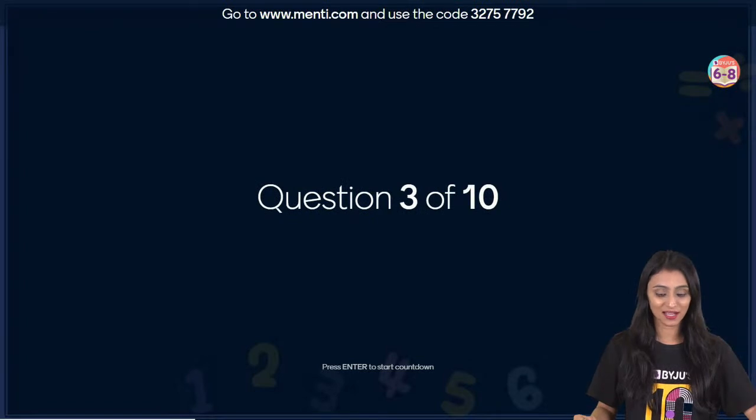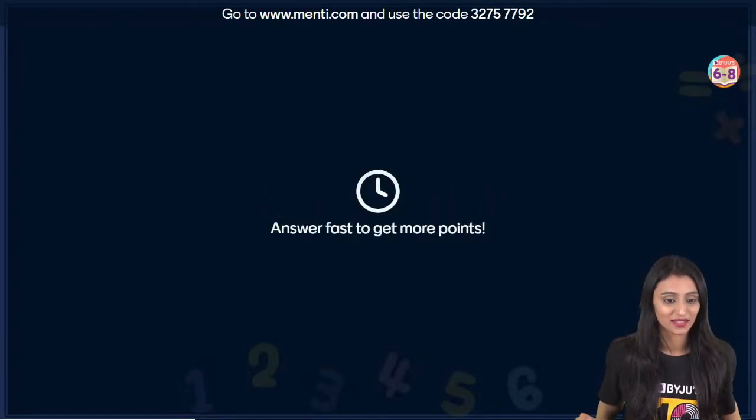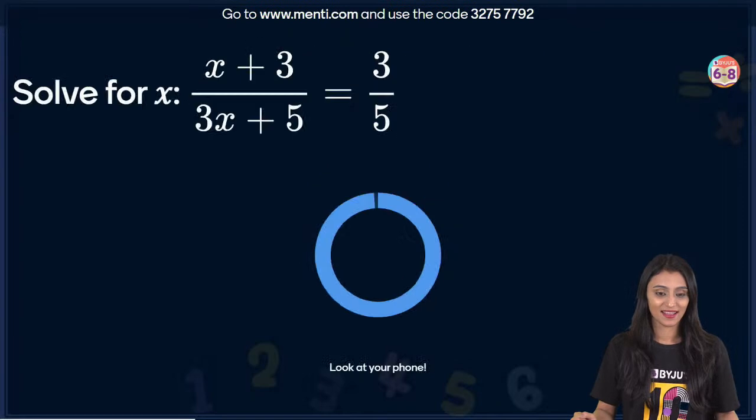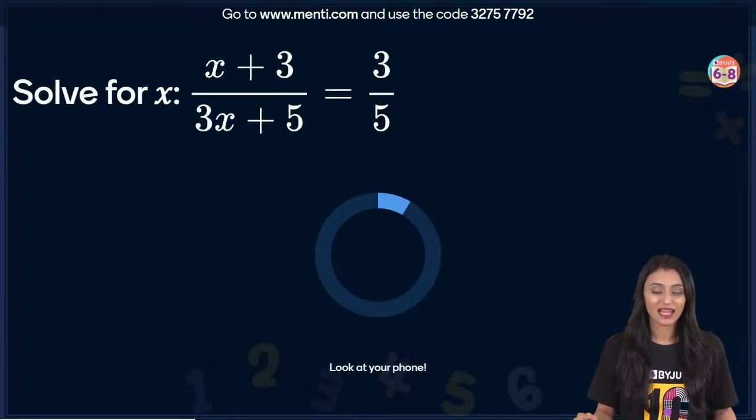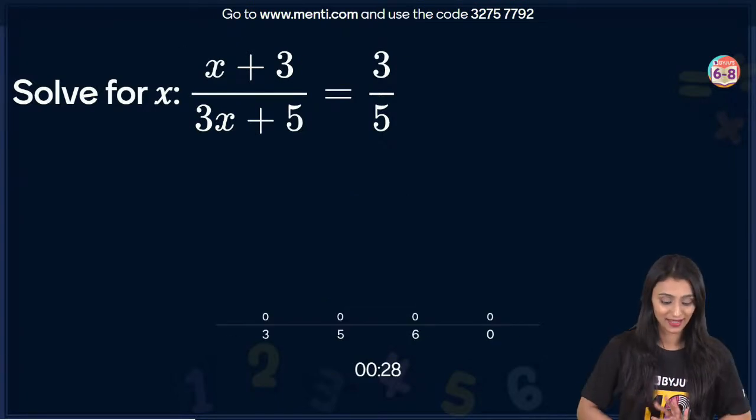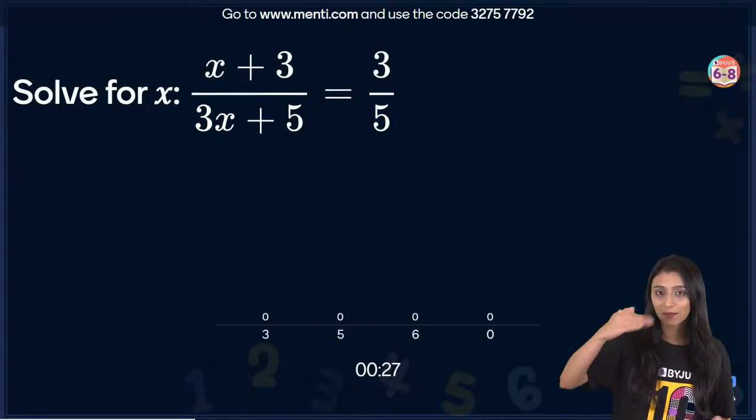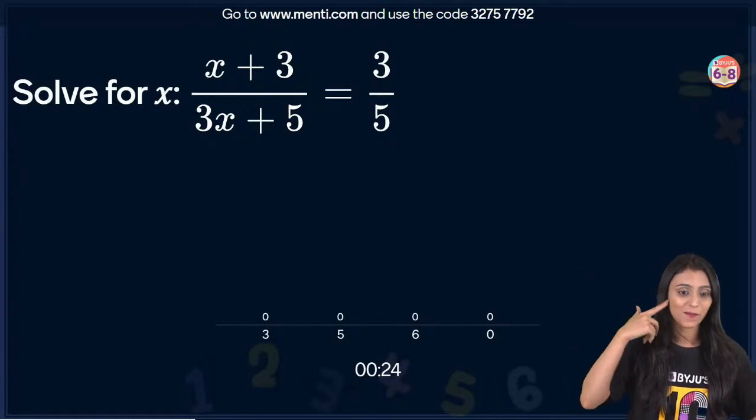Let's move ahead. Let's take a look at another question, number 3 now. Solve for x. (x plus 3) upon (3x plus 5) equal to 3 by 5. Now this is a pretty calculative one. So gradually you can see that I'm increasing the level of the questions.